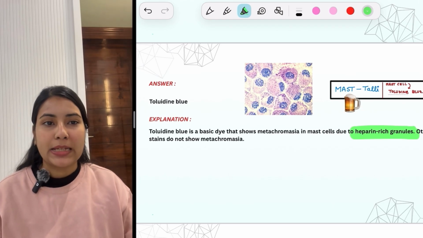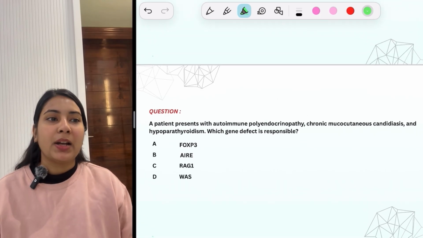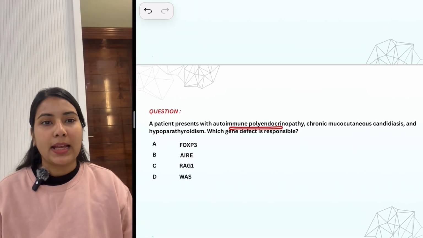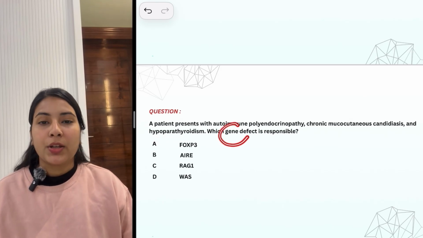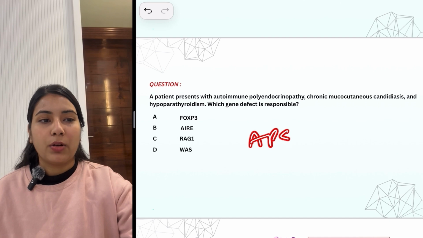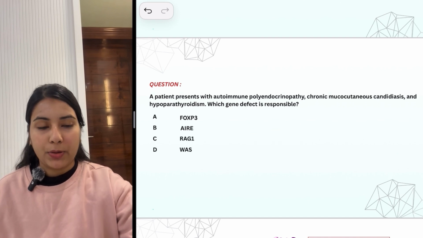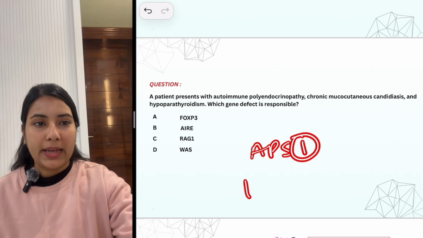Moving on to the next question. A person presents with autoimmune polyendocrinopathy, chronic mucocutaneous candidiasis and hypoparathyroidism. Which gene defect is this? So this is talking about APS1 syndrome, that is autoimmune polyendocrinopathy syndrome type 1, and this is caused due to the defect of AIRE gene.